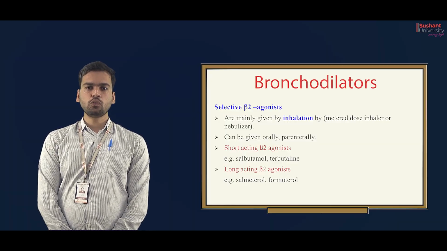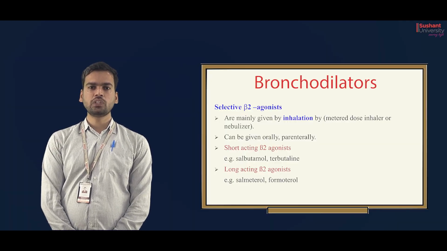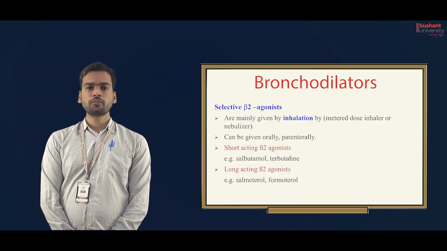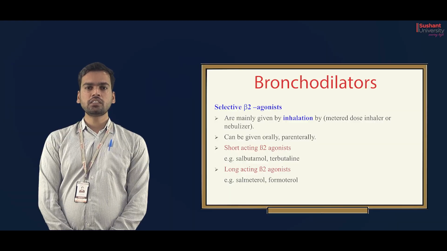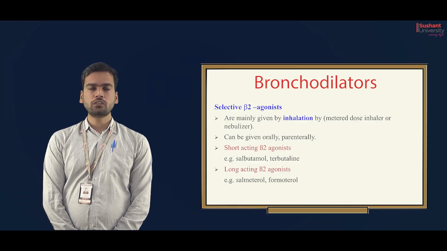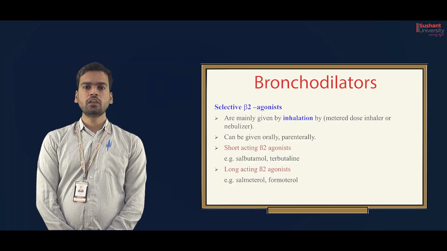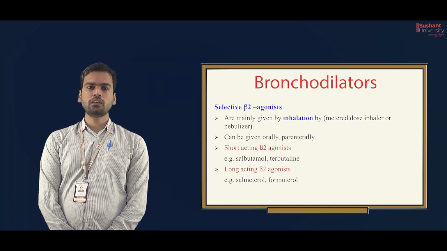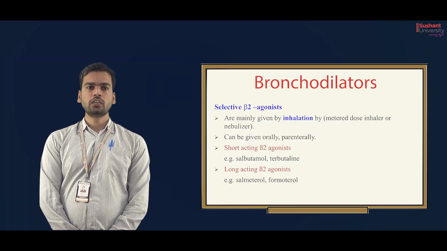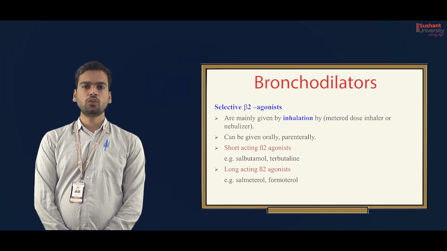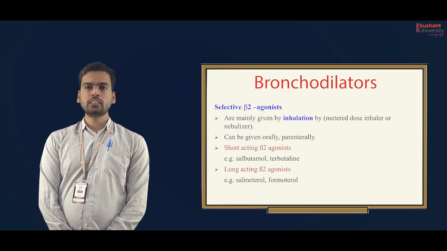So an accurate amount of the dose is given by these types of formulations with the help of these inhalation meters. So it comes under the category of inhalation and nebulizer routes also. Selective beta-2 agonists are basically divided into two categories, including short-acting beta-2 agonists and long-acting beta-2 agonists. The short-acting beta-2 agonist contains salbutamol, and the long-acting beta-2 agonist contains salmeterol.